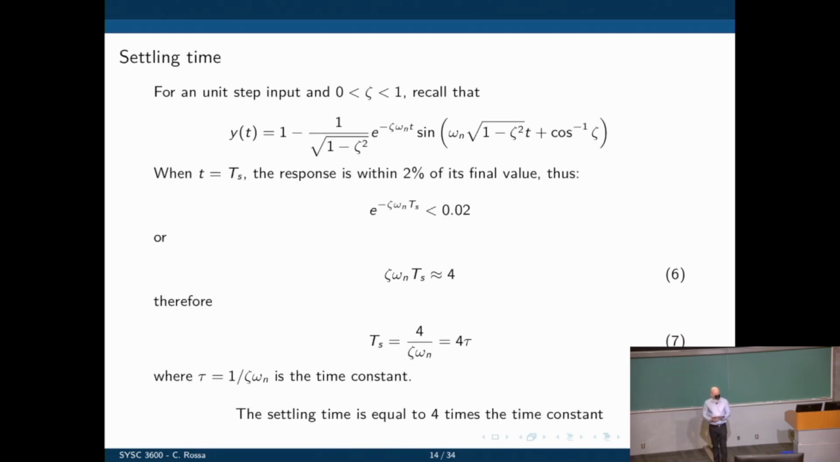Now let's look at the settling time. We are again dealing with a second order underdamped system. So that's the type of response we should see to a step input. Now we define the settling time as the time the system takes to reach 2% of its final value. So we want the system to be within 2%, which is 0.02, of its final value.